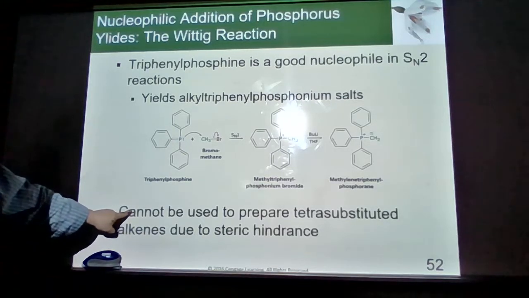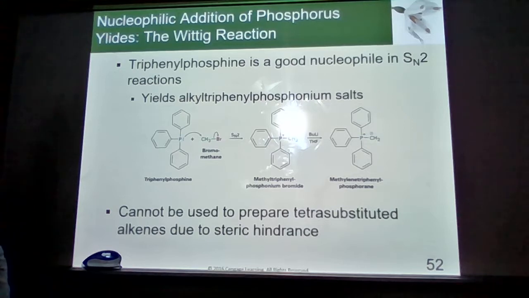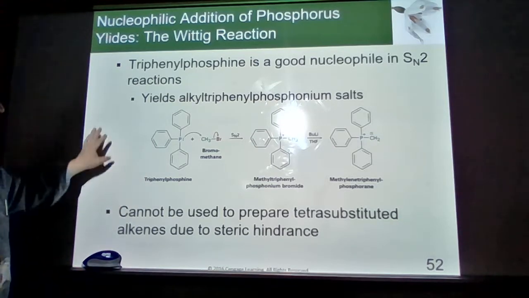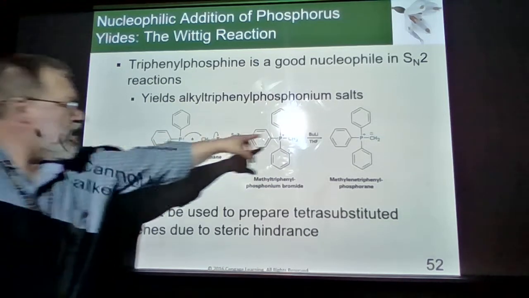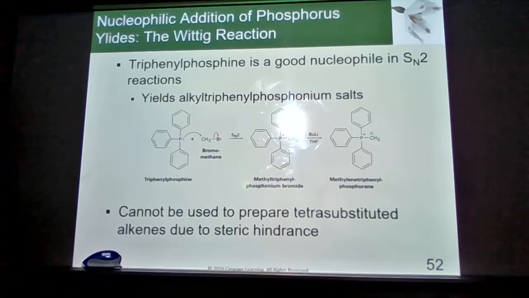The one limitation: you cannot use this reaction sequence to prepare tetrasubstituted alkenes due to the congested site of attack of this carbanion on your carbonyl-containing compounds.